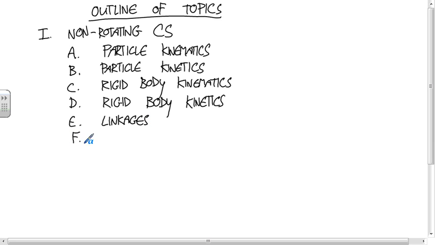And then finally, we'll talk about energy methods for linkages. And again, in statics, that's what we did at the end. We talked about virtual work. That was an energy method, and now we're going to use sort of a similar approach to dealing with linkages.